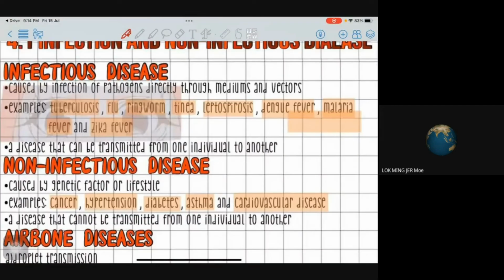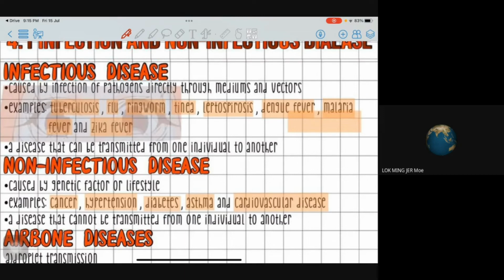You learned about infectious disease and non-infectious disease. So can you give an example of an infectious disease? Fever. Yeah, fever, yes, of course. Nowadays you have COVID, right? So COVID is infectious. Zika fever, malaria, dengue fever, a lot of fevers are infectious, and tuberculosis, flu, and a lot more.